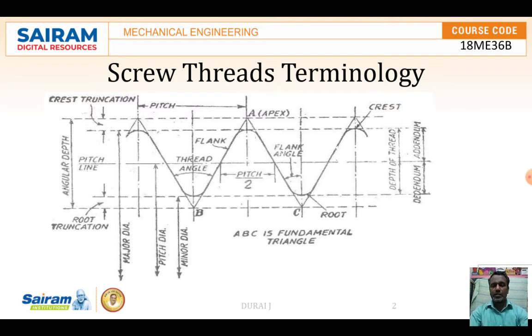Already we people know that threads are used to act as temporary fasteners, and these threads may be of two types, like a square shape as well as the V shape. Okay, the V shape can be used for some small works. Square shape can be used for heavy works, like screw jack. For this purpose, to withstand heavy weight, these square threads are used.